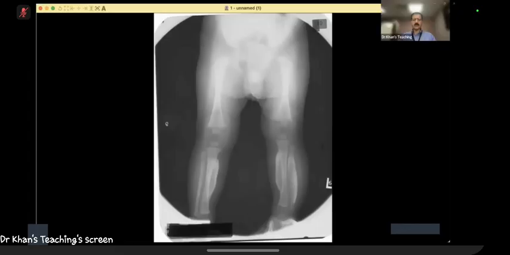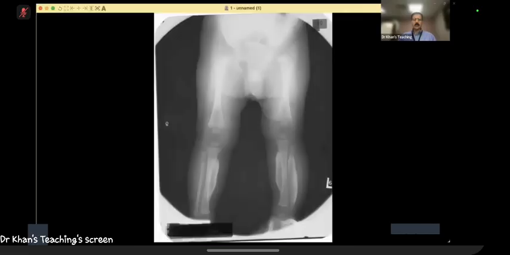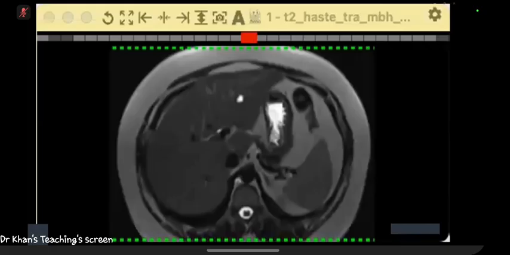Now your next case. My Osirix has collapsed, so let me share it again. Right, so this was your case. And now we go to what is happening. Can you see something? Yes, I can see an axial T2 abdomen. Right. Okay.